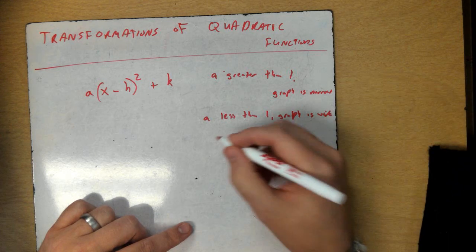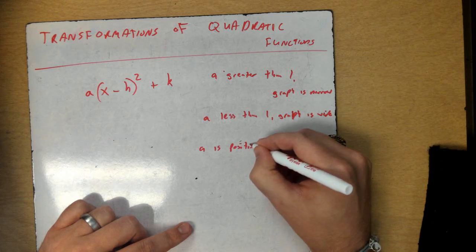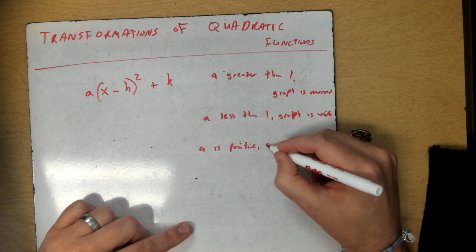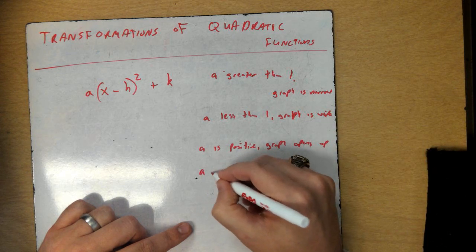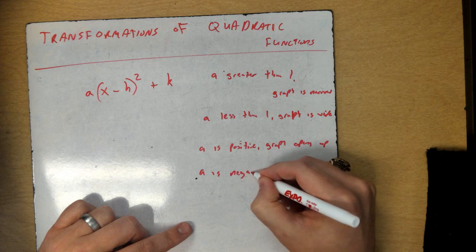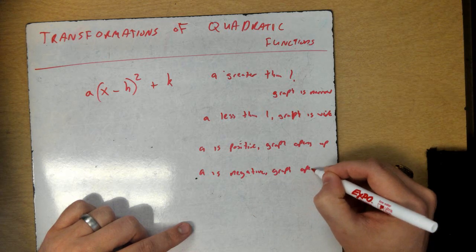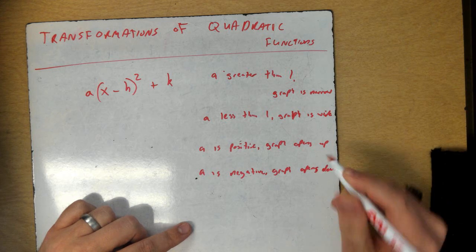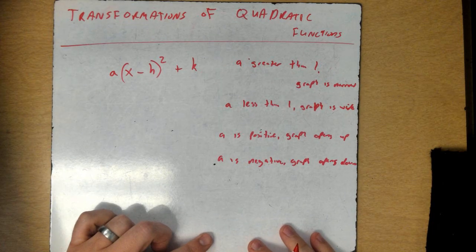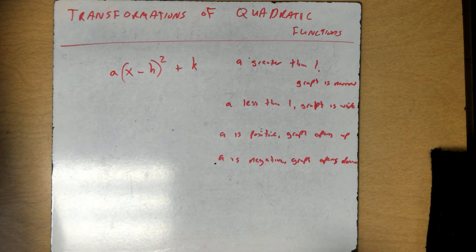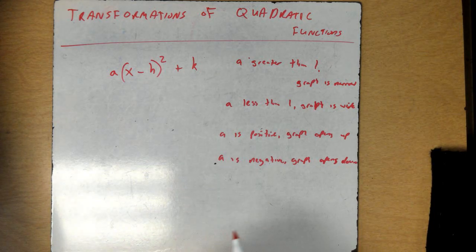If A is positive, then our graph opens up. If A is negative, then you guessed it, our graph opens down. So I know, it's a lot of rules. This is a whole lot of rules here. I understand, but this whole thing is just like, hey, what's the rule for this? Oh, this is what it is. So you just kind of have to know these rules.